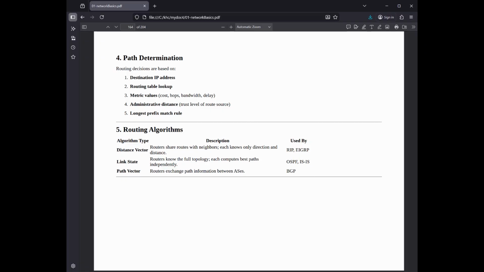Example protocols: OSPF, Open Shortest Path First, and IS-IS.